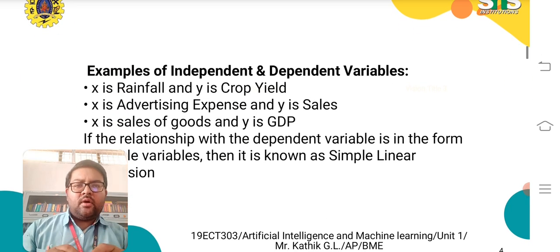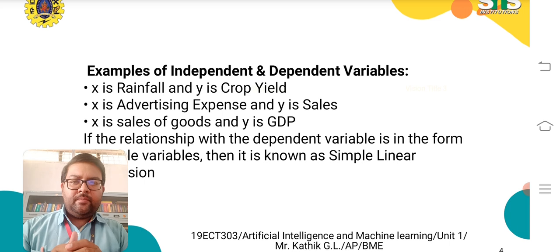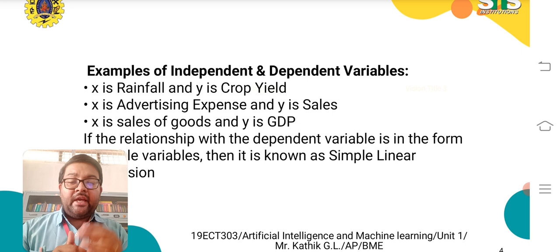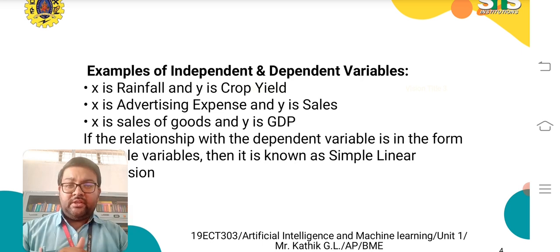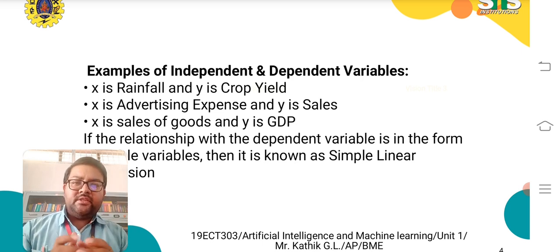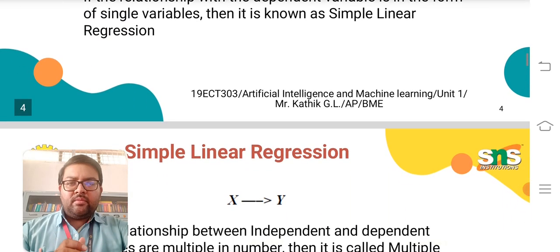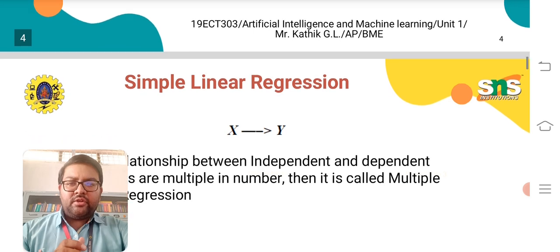Here are other examples of independent and dependent variables. Say x is the rainfall and y is the crop yield; x is the advertising expense and y is the sales. It means a linear relationship. If rainfall increases, crop yield increases. If advertising expenses increase, the sales increase. Linear relationship. Or x is the sales of goods and y is the GDP. These are some examples of linear regression.